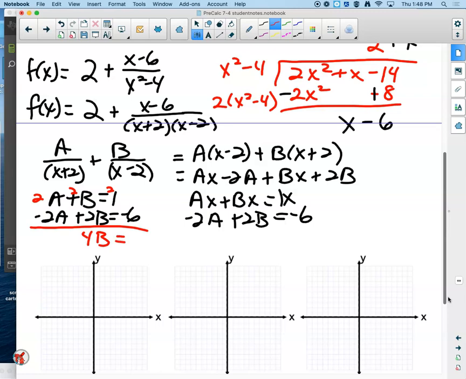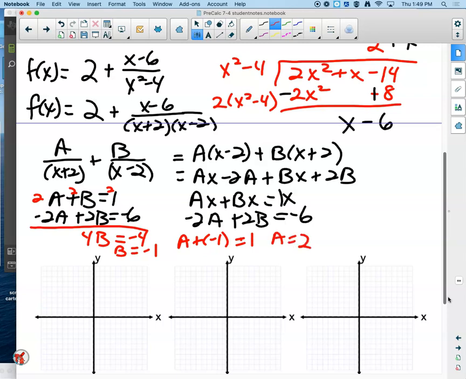And then we'll have 2 times 1 is 2, plus negative 6 is negative 4, and B will equal negative 1. And then we'll go ahead and plug it back into A plus B equals 1. So A plus a negative 1 equals 1. And we'd add 1 to both sides and get A equals 2.